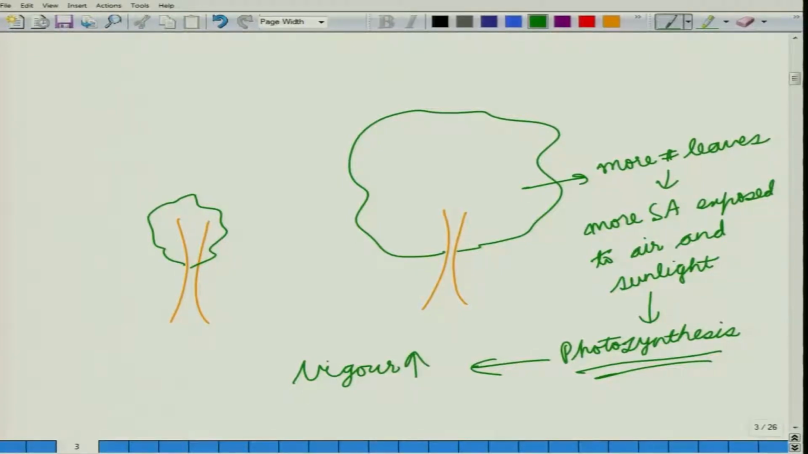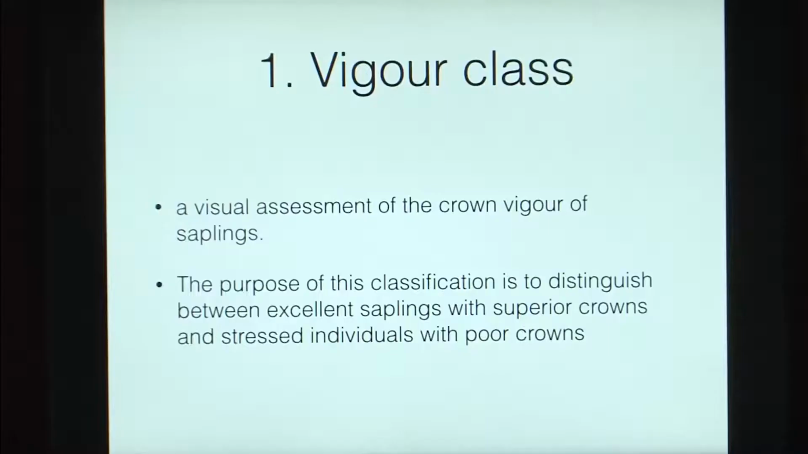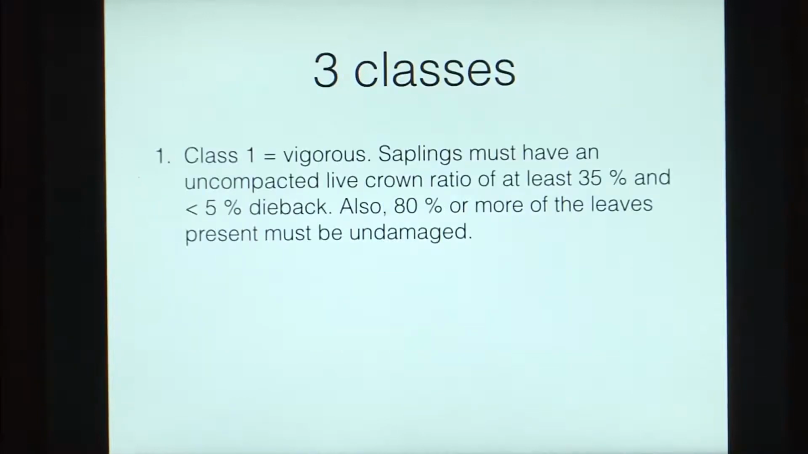Now, coming back to the slide. The purpose of the vigor class classification is to distinguish between excellent saplings with superior crowns and stressed individuals with poor crowns. So, we divide these saplings into 3 classes. The first class is called the vigorous class. Here the saplings must have an uncompacted live crown ratio of at least 35% and less than 5% dieback.